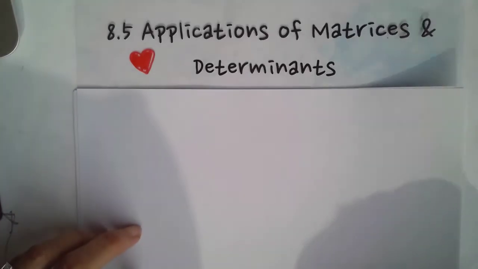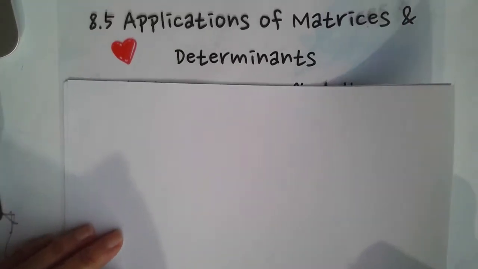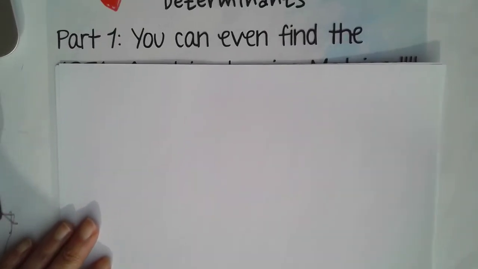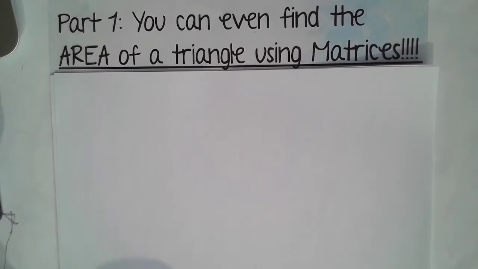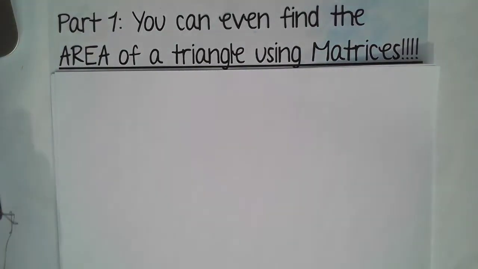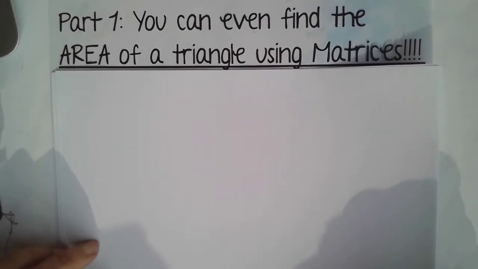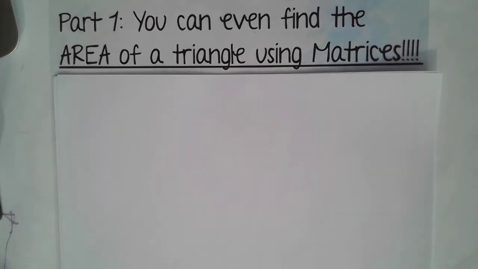Now, applications of matrices and determinants. All right, so I told you determinants are like special numbers, right? So they actually have a lot of applications. You can even find, part 1, the area of a triangle using matrices. Oh my gosh. If you know 3 points on a triangle, then you can even find the area of them using matrices. So this is kind of a cool trick, right? Yeah, I think sometimes this is going to be kind of powerful for you.